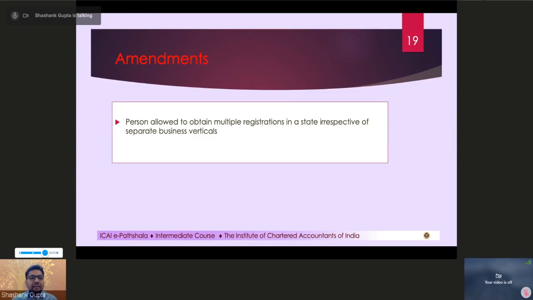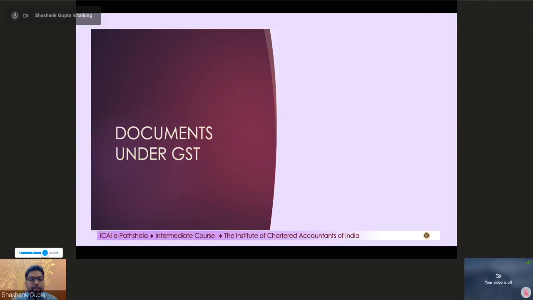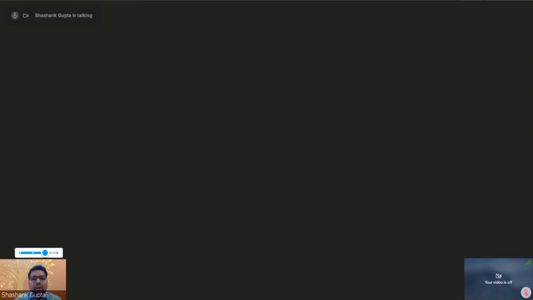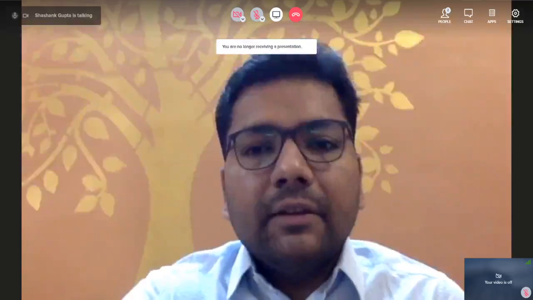This again we had discussed yesterday. Person allowed to obtain multiple registration in a state irrespective of separate business verticals. So friends, with this we conclude our discussion pertaining to registration under GST. Now the next chapter is documents under GST. Before we move on to taking the next chapter, let me quickly see for 5 minutes what are the queries which have come till now, and then we will move on to the next chapter.